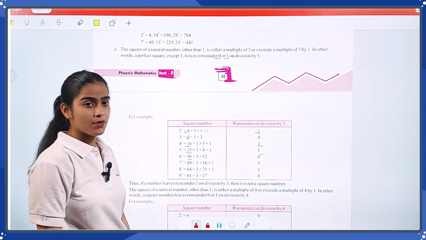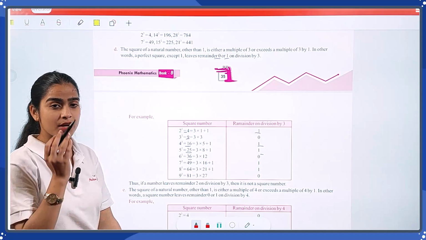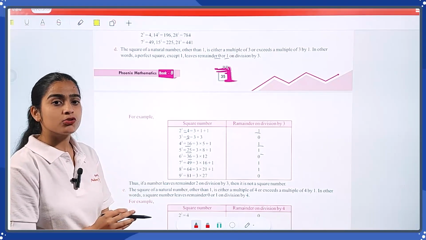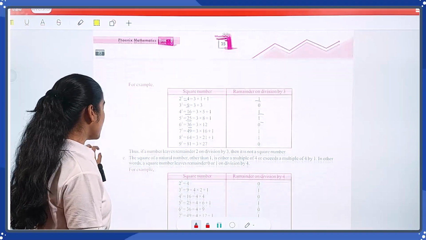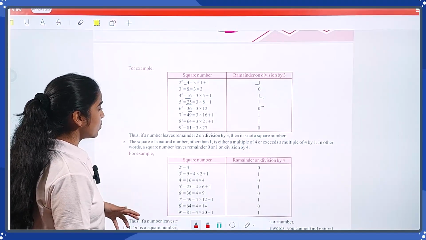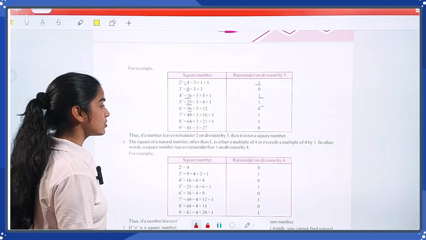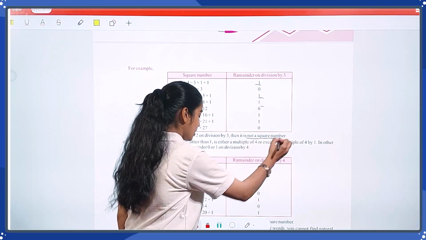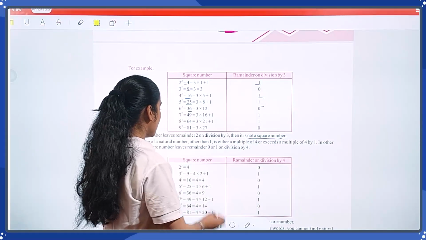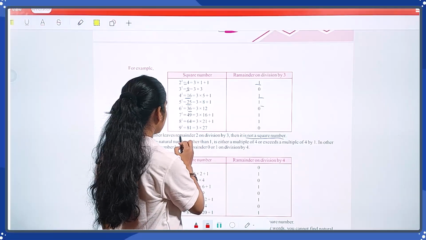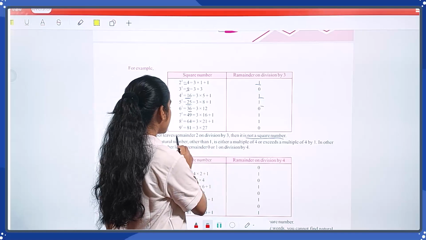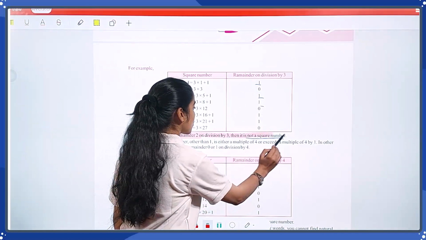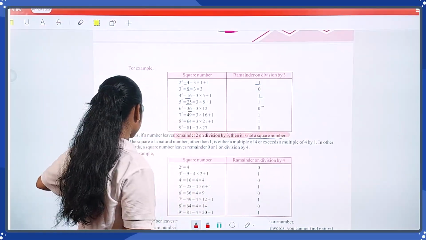It means when we have a perfect square number and we divide it by 3, we get remainder 0 or 1. Thus, if a number leaves remainder 2 on division by 3, then it is not a square number. Always keep in mind, if you have a number and you divide it by 3 and you get remainder 2 rather than 0 or 1, it means it is not a square number.